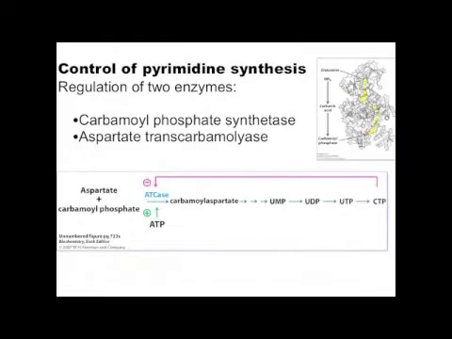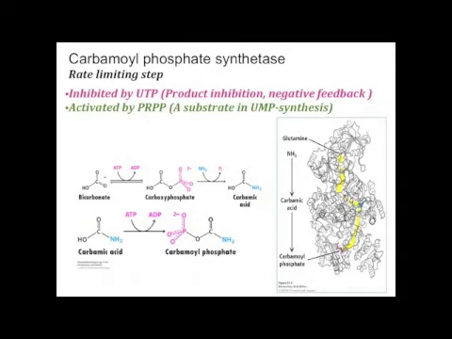Control of pyrimidine synthesis occurs through the regulation of 2 enzymes primarily. Those are carbamoyl phosphate synthetase and aspartate transcarbamylase. We're going to look at each of these individually. So let's start with carbamoyl phosphate synthetase. This enzyme catalyzes the rate-limiting step of pyrimidine synthesis, and so is very important. This enzyme is inhibited by UTP. Now this is the product of the pathway, and so this is product inhibition. It's also known as negative feedback.